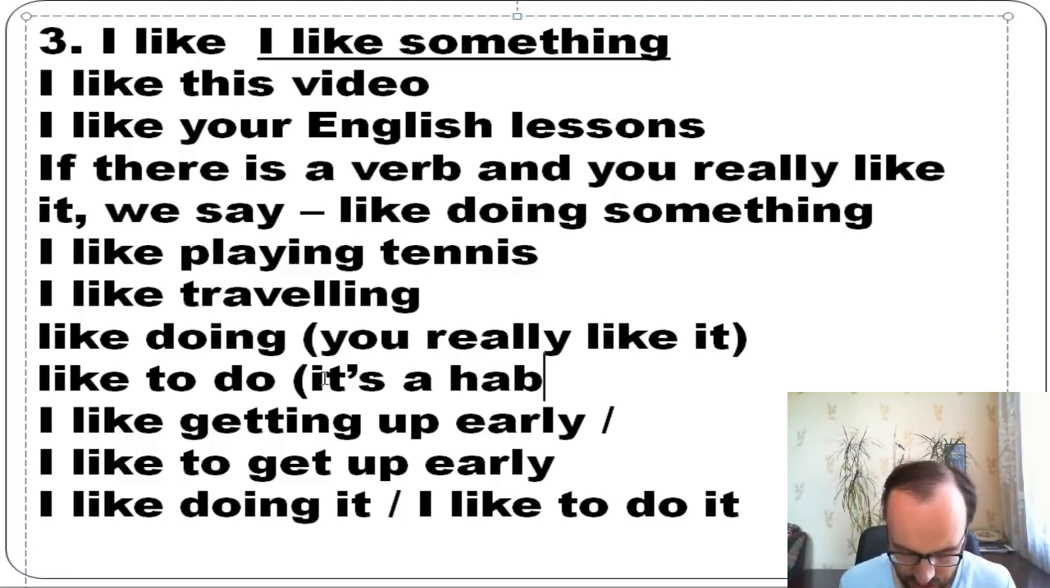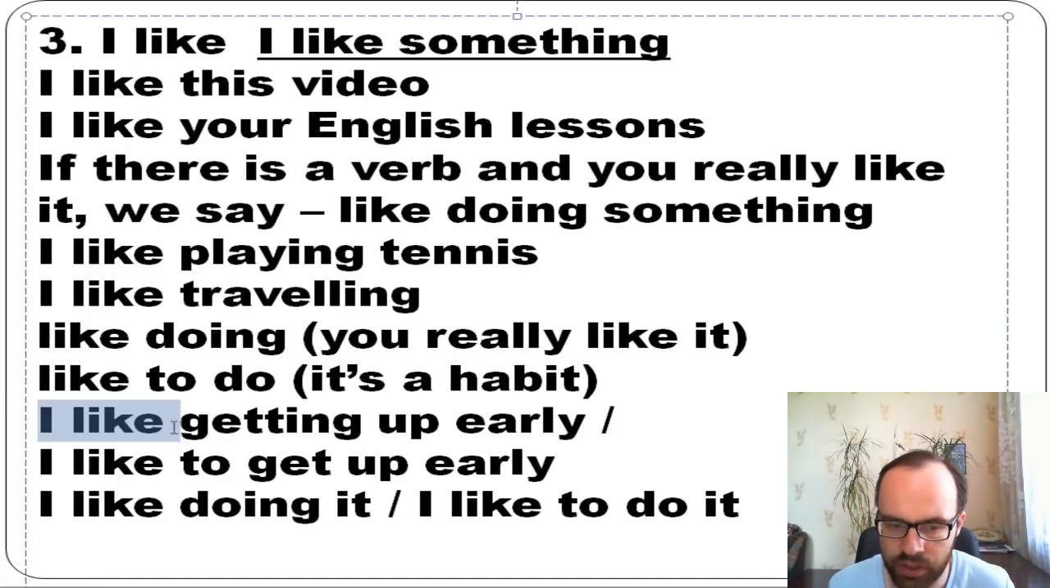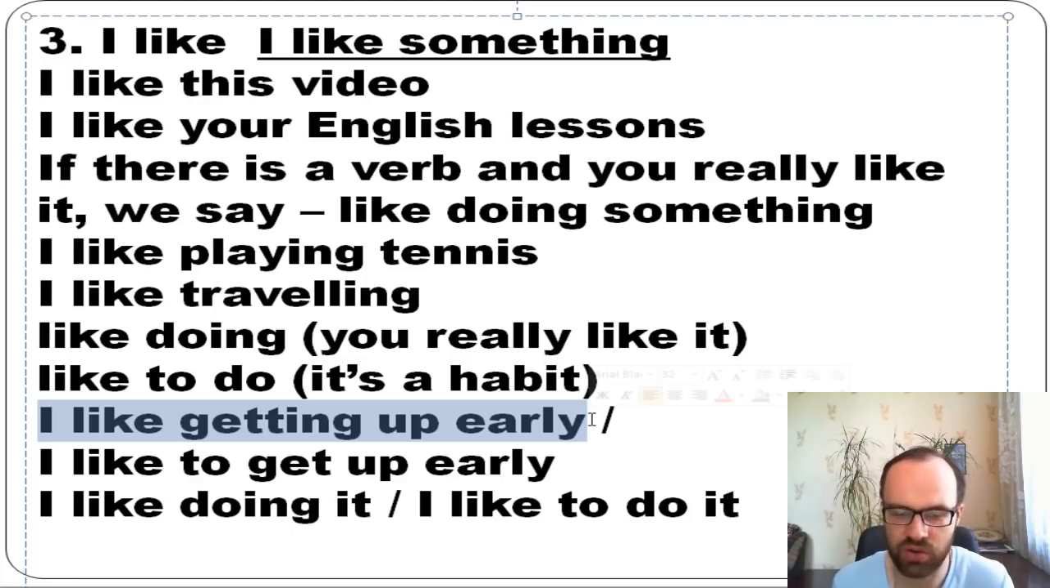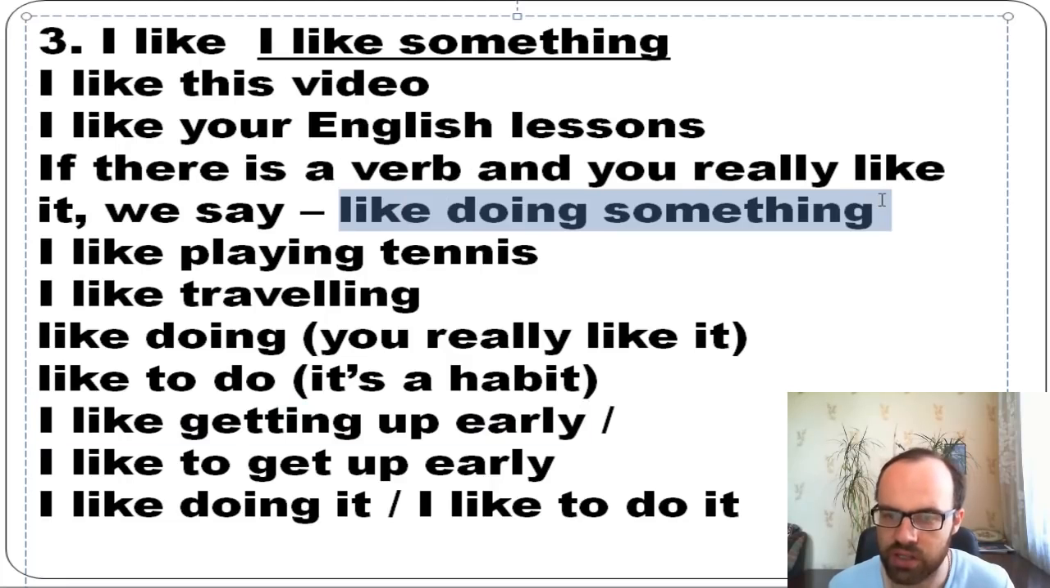It doesn't mean that you really like it. Okay, so I like getting up early. Compare: I like getting up early means that you really like it, so you like it so much. And I like to get up early means that it's a habit, you do it and it's okay for you. But in most cases, we use like doing something because you really like it.